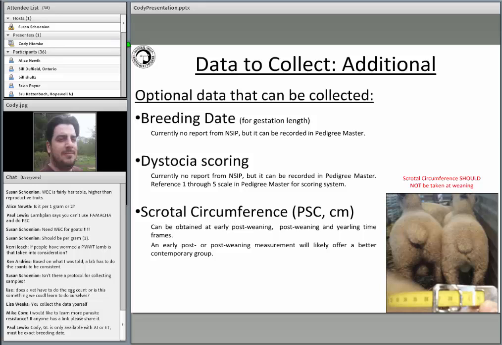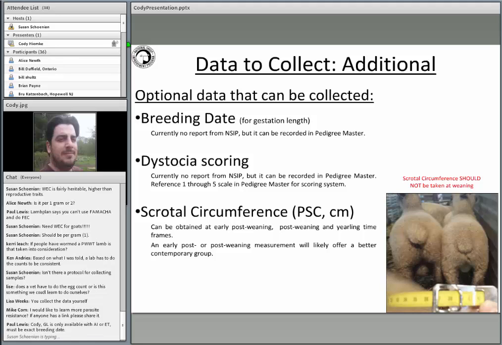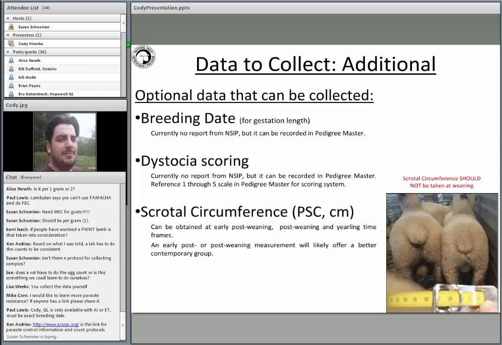And then scrotal circumferences, that's something that I do, and I think there's quite a few people out there that do measure scrotal circumferences. You want to do that at early post-weaning or yearling. Generally, I find the best time to do it is when you're doing your ultrasounds. You don't want to do it on lambs at weaning, and you also might want to take into consideration that if you do them on yearlings, you have already culled out quite a few rams, I would expect. So early post-weaning and post-weaning are probably the best time frames.